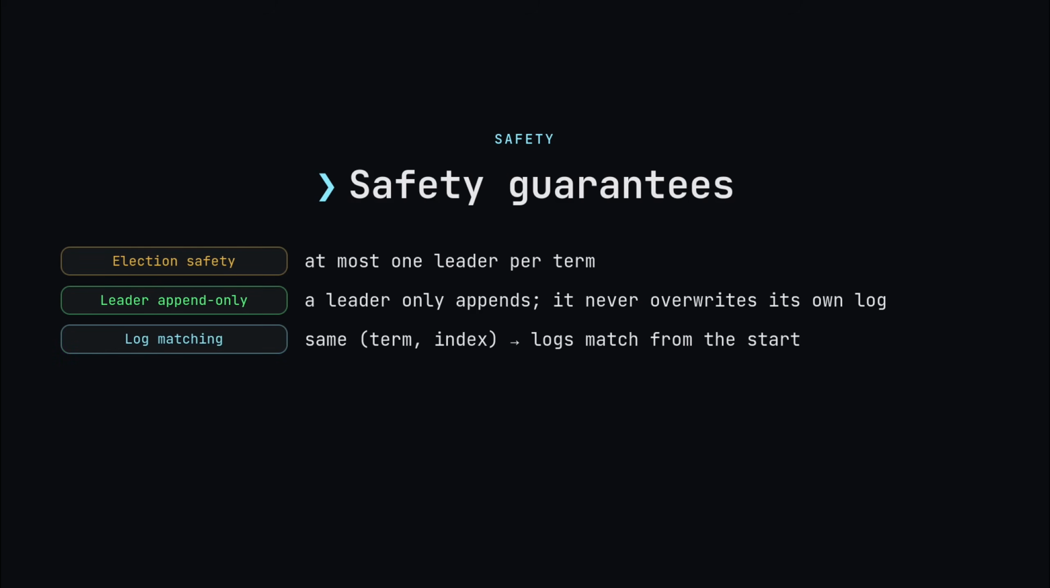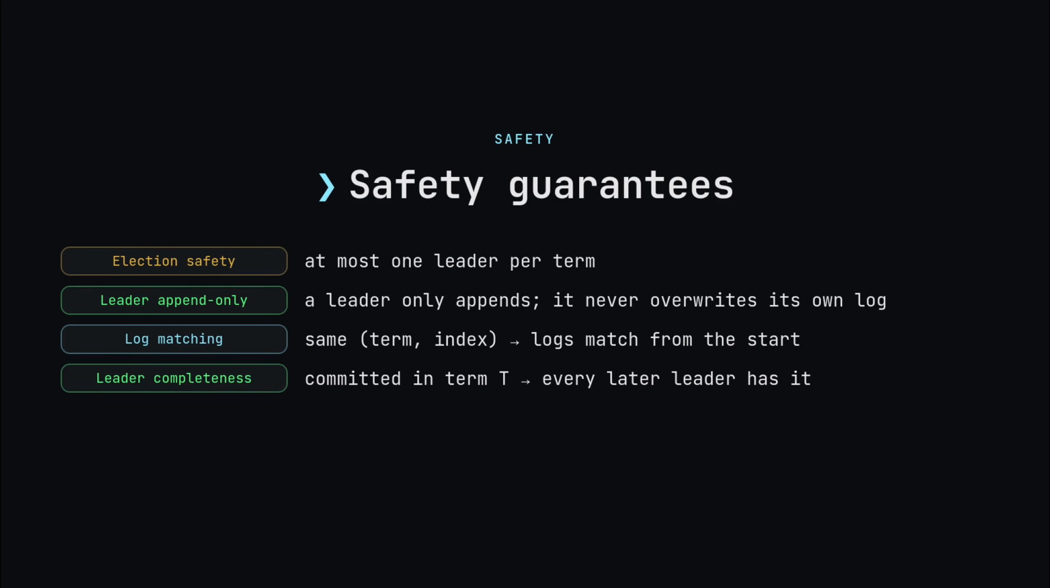Log matching. If two logs share the same term and the same index, then they match from the start of the log through that index. Leader completeness, which means if an entry is committed in term T, every later leader has that as well. This was just a practical summary. The paper goes much further in the safety guarantee section and gives the detailed safety arguments and even the proofs, showing exactly why these properties hold.